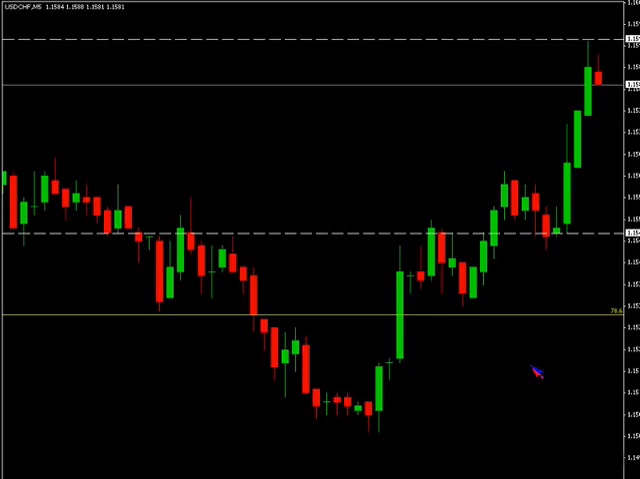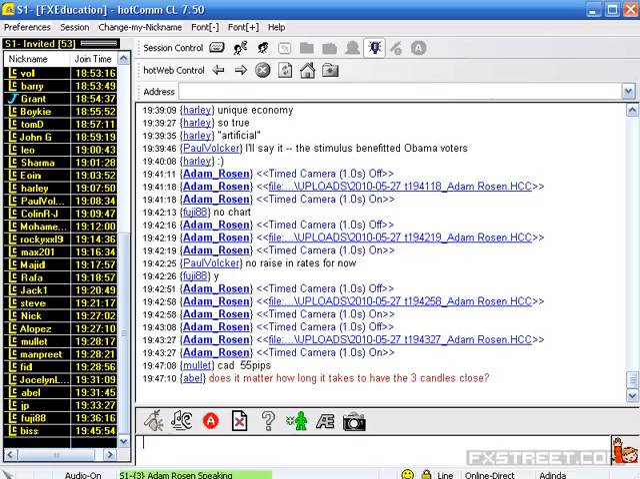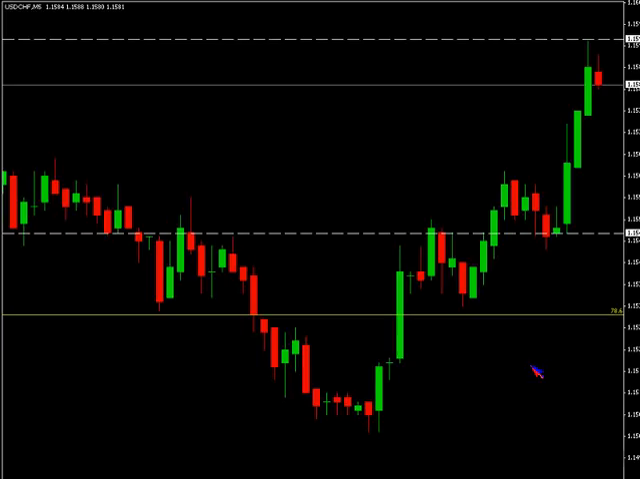Question is, does it matter how long it takes to have 3 candlesticks close? The answer is yes. The more time, the better. Is dollar CAD really 55 pips? Wow. The more time, the better.